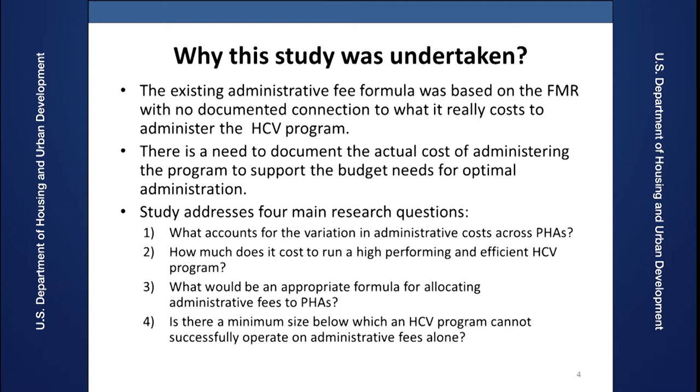What accounts for the variation in administrative costs across PHAs? How much does it cost to run a high-performing and efficient program? What would be an appropriate formula for allocating fees? And is there a minimum size below which an HCV program cannot successfully operate on administrative fees alone?